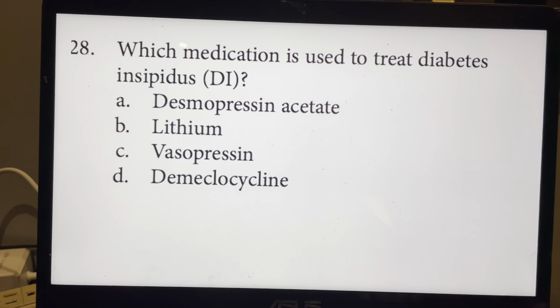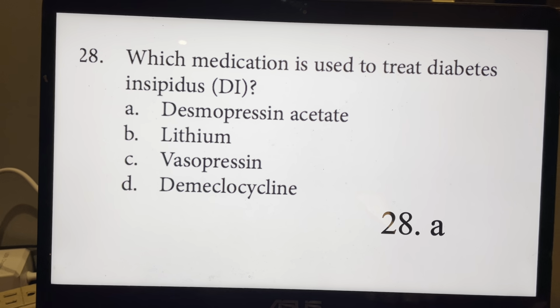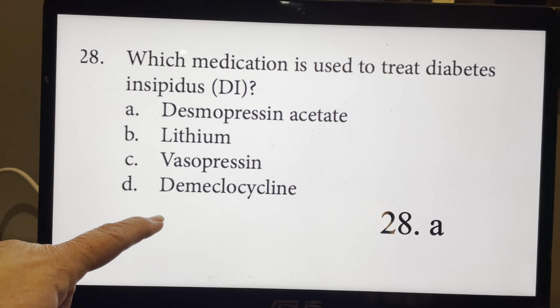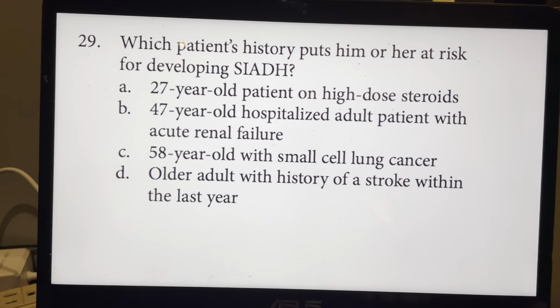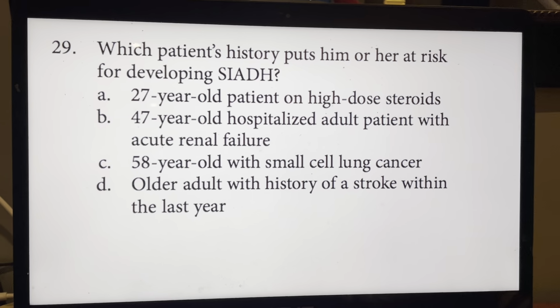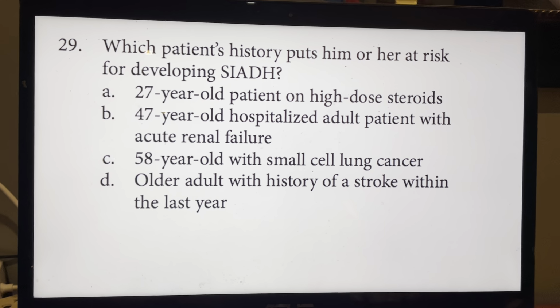Which medication is used to treat diabetes insipidus? Desmopressin. It should have been. I know y'all are losing your mind right there. Vasopressin is too. I'm going to move on. Look, just don't send ugly fan mail. Look in your book, and then make a video and post it for us all to see.